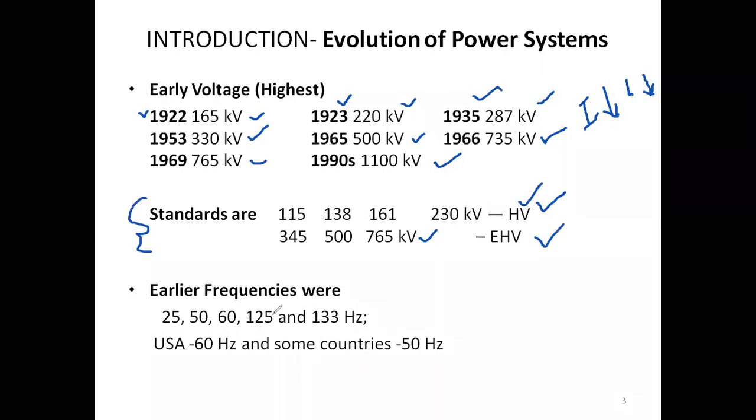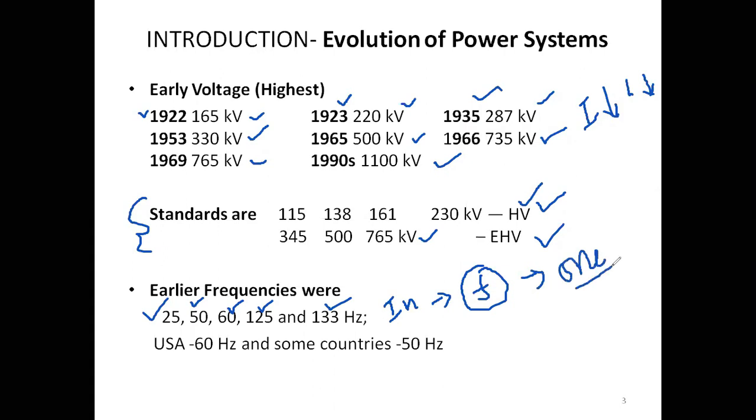Earlier, frequencies in the entire world were 25 Hz, 50 Hz, 60 Hz, 125 Hz and 133 Hz. These are the different frequencies that were available in different parts of the world. But with this many frequencies, an interconnection problem will occur. If you want to interconnect systems, we should operate at a single frequency. So that's why you would have to go for only one frequency in the entire world.